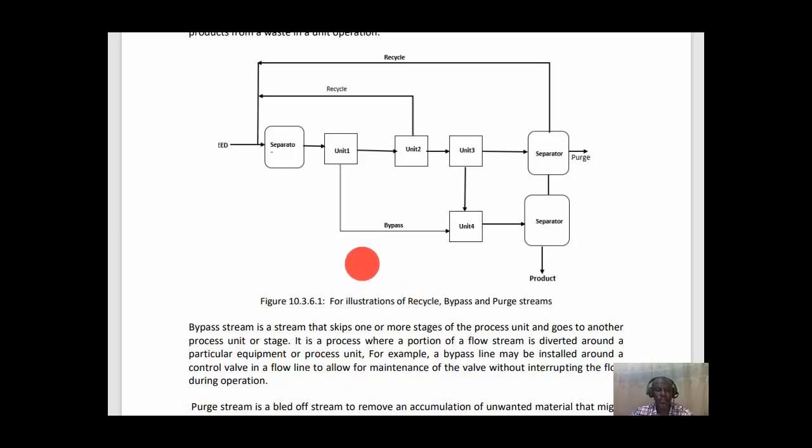A bypass stream is a stream that skips one or more stages of the process unit and goes into another process unit or stage. It is a process where a portion of a flow stream is diverted around a particular equipment or process unit. For example, a bypass line may be installed around a control valve in the flow line to allow for maintenance of the valve without interrupting the flow during operation. Take a look at this unit 1. This is a typical example of bypass. This line is bypassing unit 2 and unit 3 straight to unit 4.